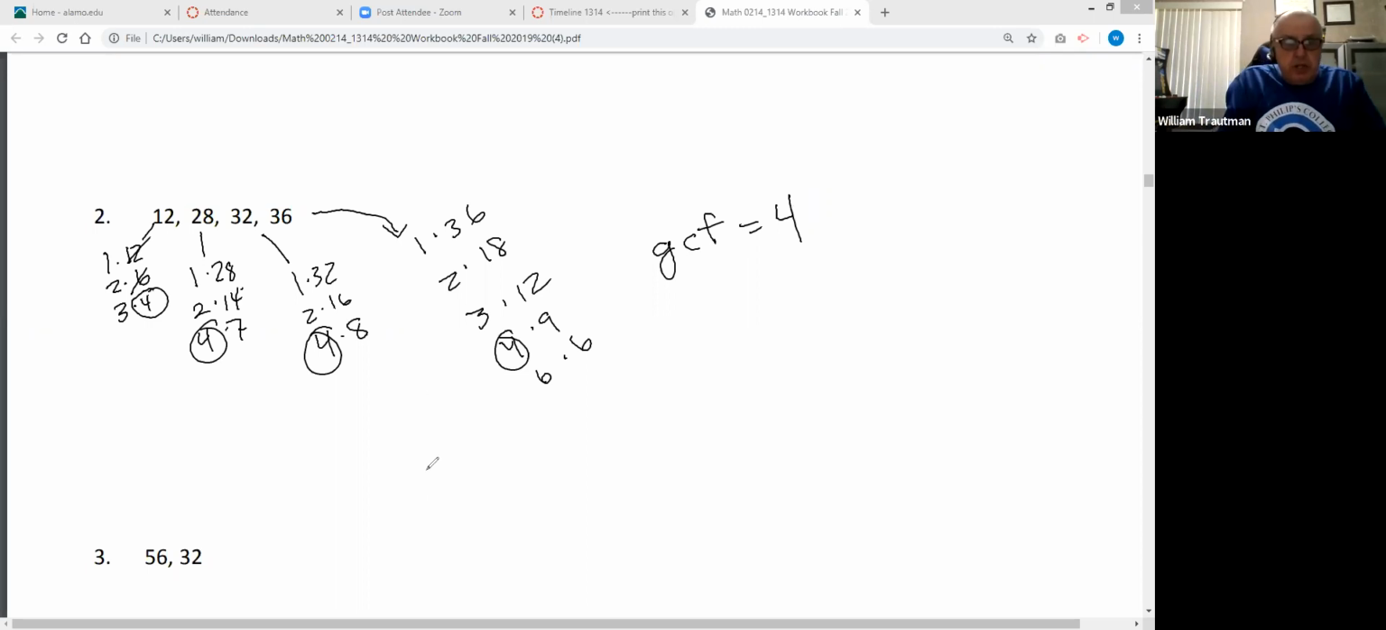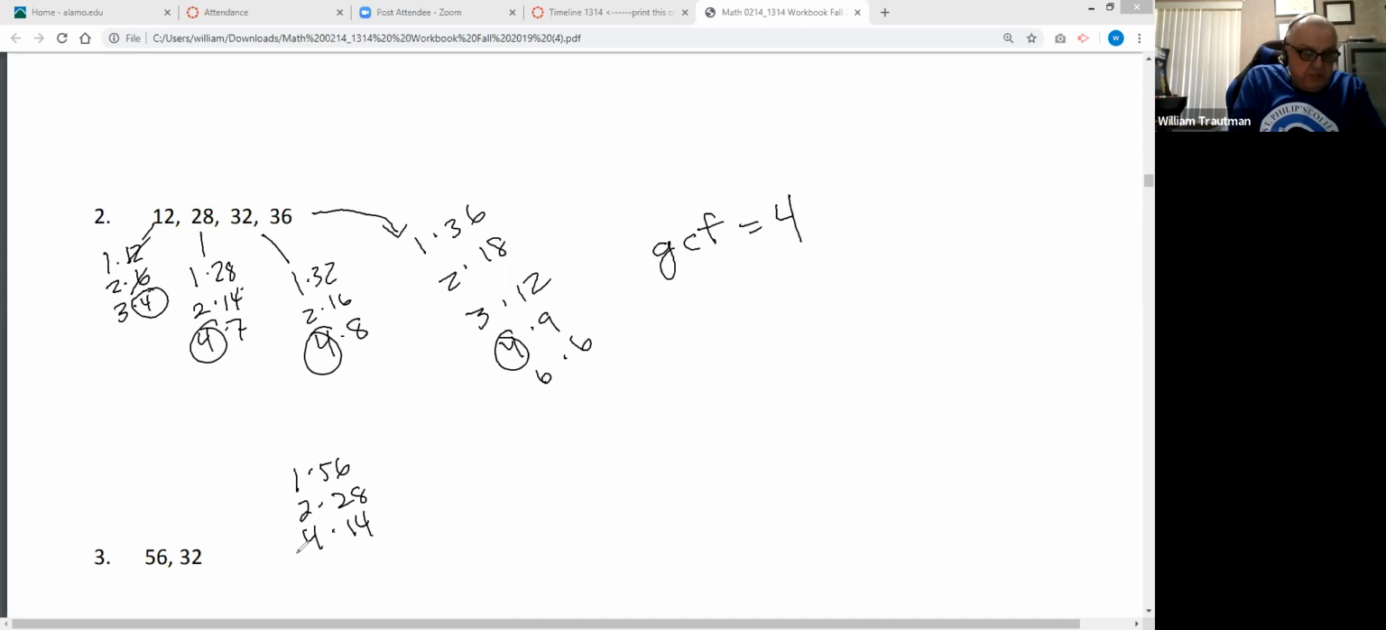So in 3, 56 is 1 times 56. 56 divided by 2 is 28, 2 times 28. 56 divided by 3, I don't think it divides by 3. I know it doesn't. 56 divided by 3 is a decimal. 56 divided by 4 does divide by 4, 4 times 14.